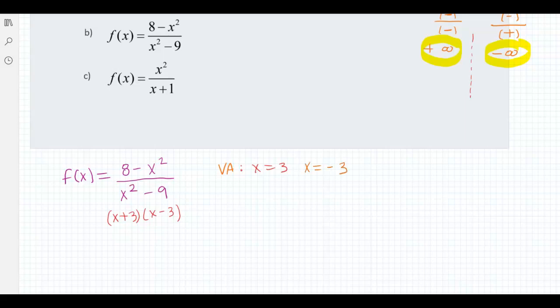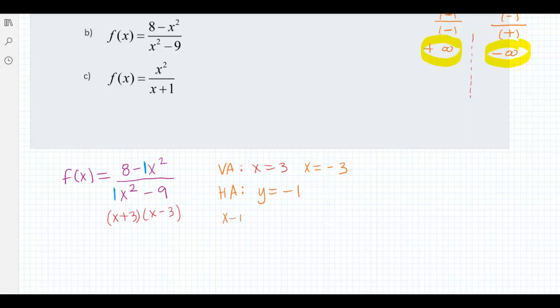The horizontal asymptote, in this case, both of the degrees are the same also. So we look at the coefficients. The top is sort of misordered, right? There's technically a negative 1 here and a 1 here. We're looking at the leading coefficients. So our horizontal asymptote is going to be negative 1 over 1, or it'll be at y equals negative 1.